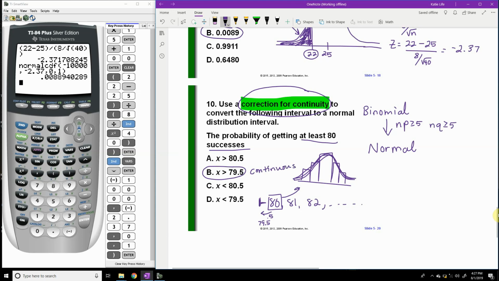In order to capture 80, and keep getting bigger and bigger, in order to make sure 80 is part of my solution, I have to go a little bit left of that value to make sure it's actually captured. So I'm subtracting 0.5 from 80 to make my leftmost bound in the continuous sense start at 79.5.